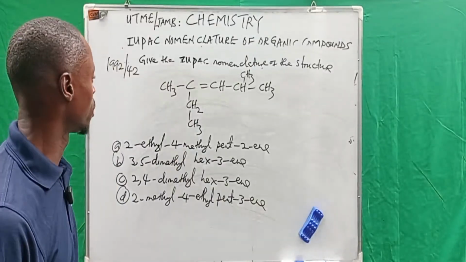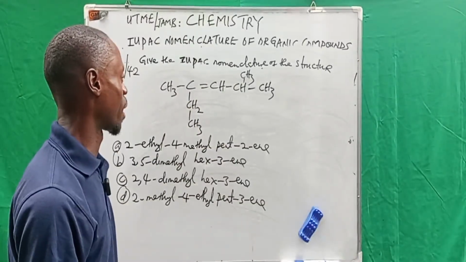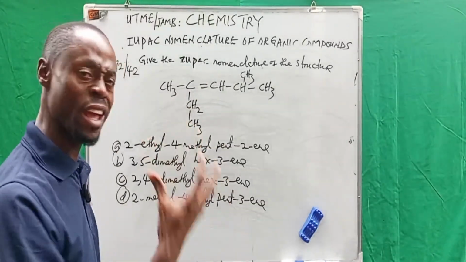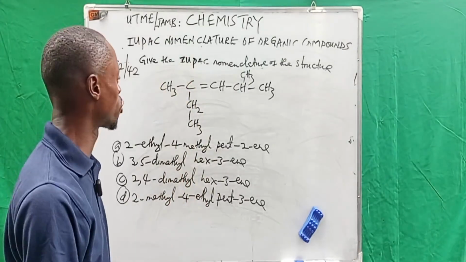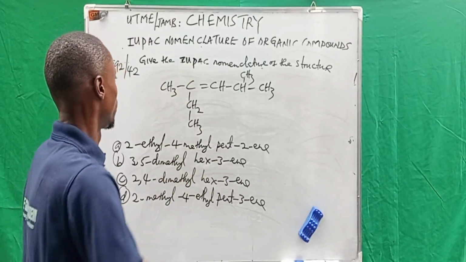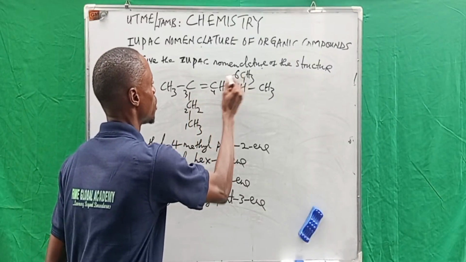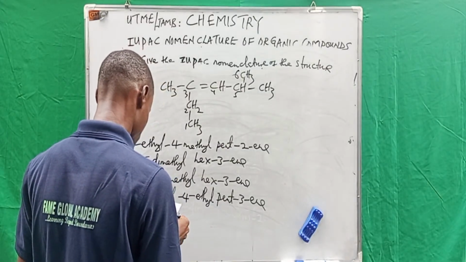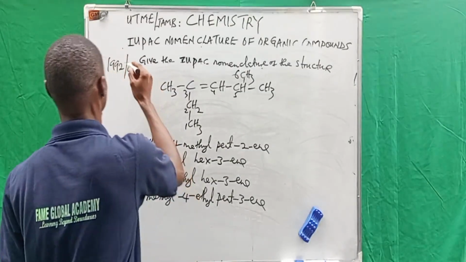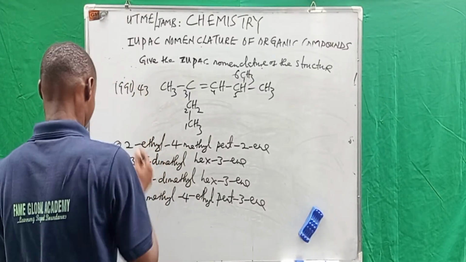All right, let's look at this structure on the board. The question says, give the IUPAC name of the structure above. Like I said, the first thing is to locate the longest carbon-containing chain in this structure. Then identify the functional group in the structure. Now we have 1, 2, 3, 4, 5, 6. I think this appeared again in a different year, 1990, question number 43.